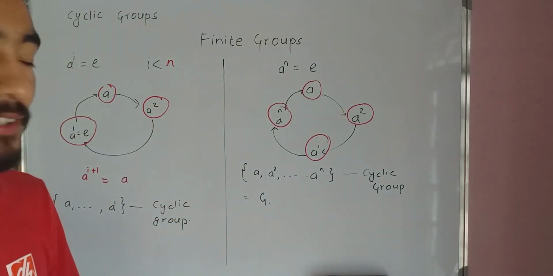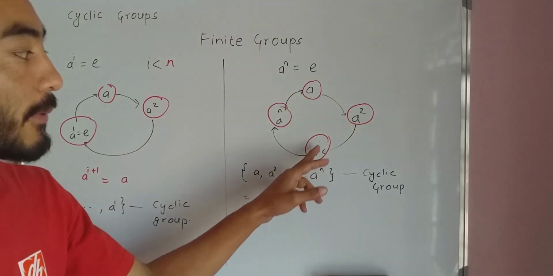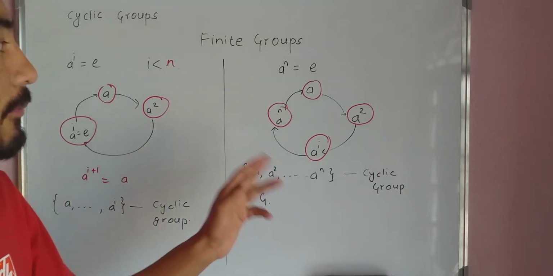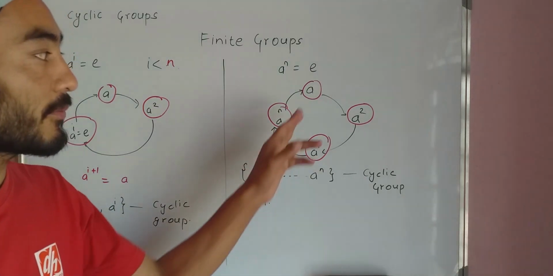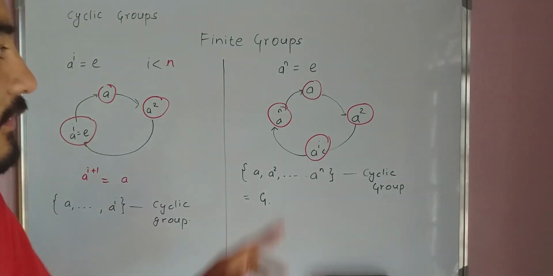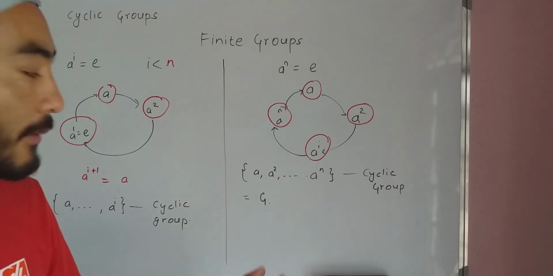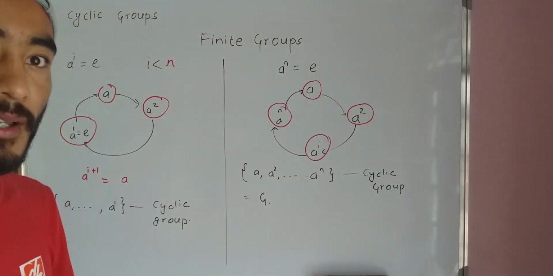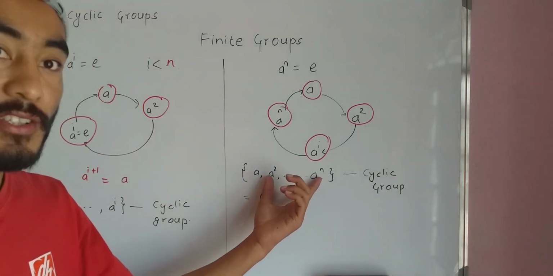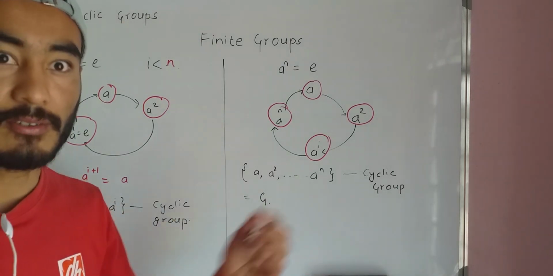Next, let us consider the case a to the power n equals e. Again, we present this situation in a diagram, and we have a squared, a to the power i, and so on, a to the power n equals e. Therefore, a to the power n plus 1 is again a, and it forms a cycle, and this group is also a cyclic group. There are n elements in this cycle, and we have n elements in G, and because these n elements are distinct, this collection is equal to G. So in this case, the entire group G is a cyclic group.